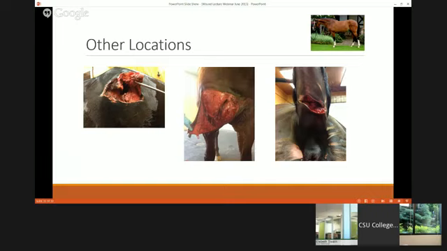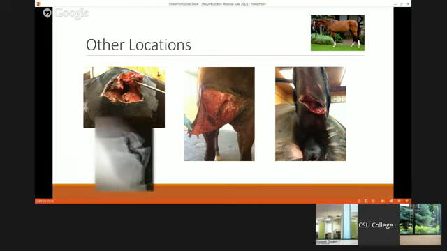And then briefly, I just wanted to show a few pictures of wounds that can happen in other locations than what we just talked about, and how they may be, again, more significant than realized at first. This first wound was a stick that had got stuck in this horse's hip, and after looking at it further, we found that it had actually fractured the bone within the wound.